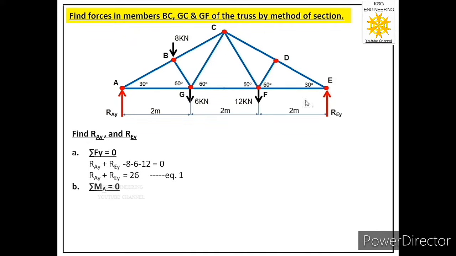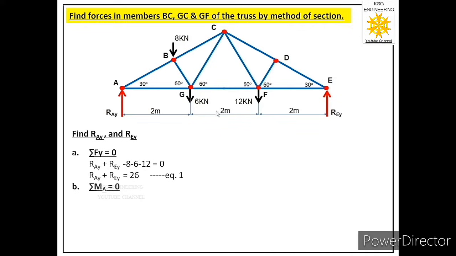Let us start with this reaction. REY will generate an anti-clockwise moment, so that will be a positive moment, and its perpendicular distance from the moment center is 6 meters. It means its moment about joint A will be REY into 6. Now let us discuss the moment because of the 12 kN force about joint A. This force will generate a clockwise moment, so we have to consider that moment negative, and its magnitude will be 12 into 4.